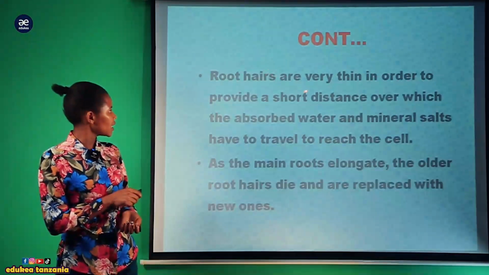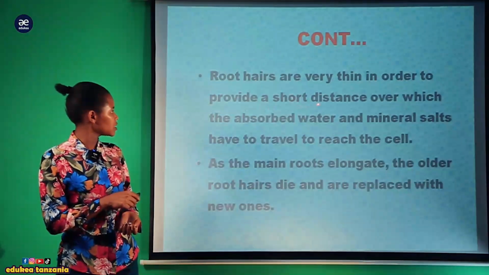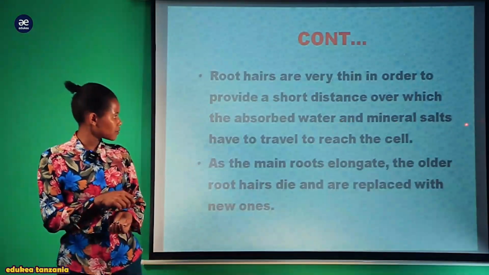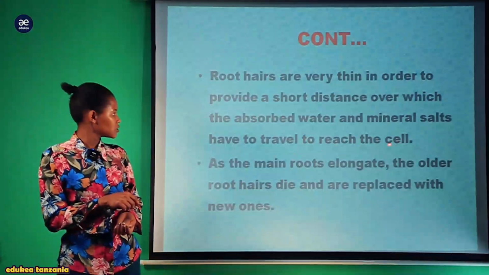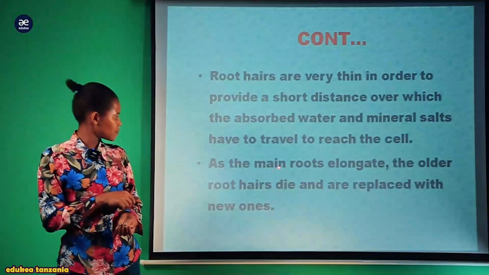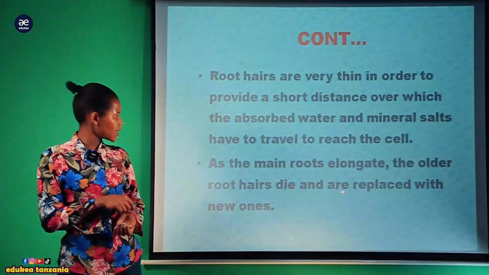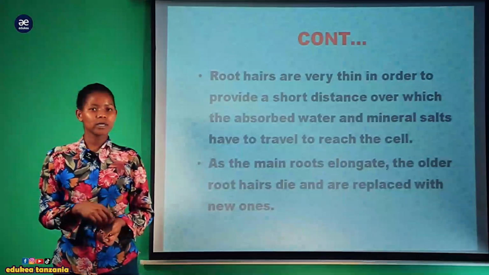Again, we can see root hairs are very thin in order to provide a short distance over which the absorbed water and mineral salts have to travel to reach the cell. As the main roots elongate, the older root hairs die and are replaced with the new ones.